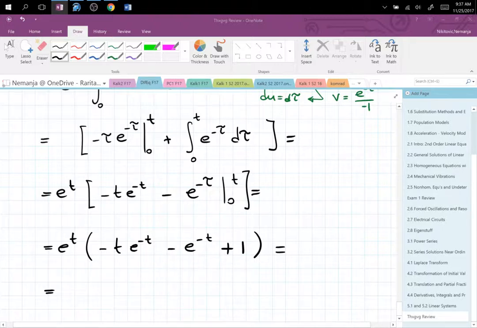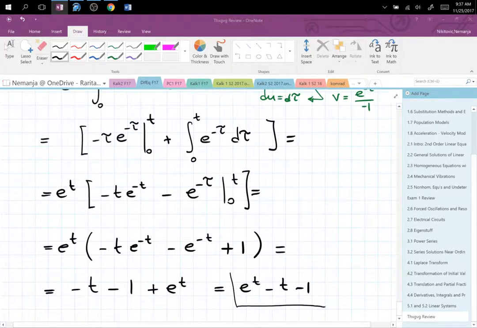So now when I multiply through by e to the t, I get negative t e to the 0, which is 1, minus, again, 1, and then plus e to the t. So the convolution is e to the t minus 1. What is that? So this is the thing that allows the cross function to be multiplied.